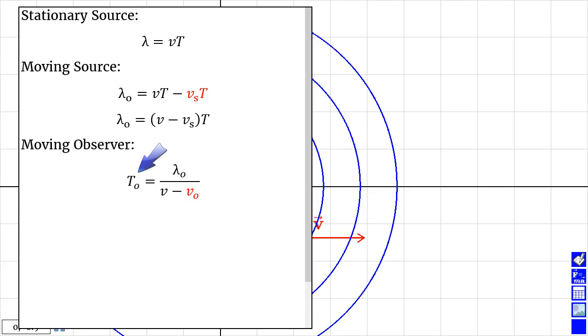So we proposed two separate equations. The first equation that we wrote shows how the motion of the source affects the observed wavelength of the waves. The second equation shows how the observer's motion affects the observed period of the waves. What we want to do now is combine the two equations into one.